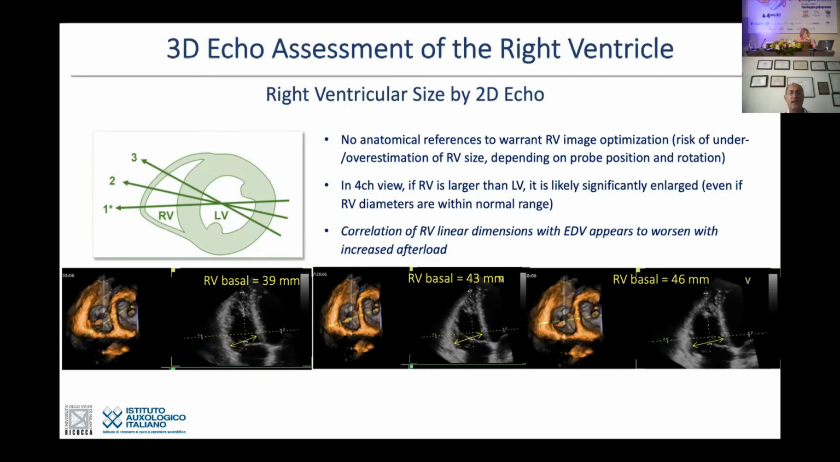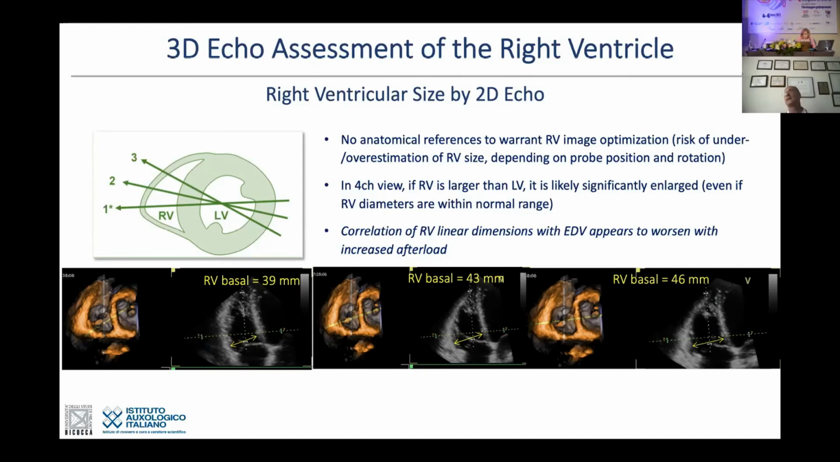Here you see a clear example. These three apical views are taken from the same data set, and the orientation of the views is shown by this yellow line, and you see that just moving the line a few degrees, which corresponds to a small rotation of the probe, the basal diameter changes from 39 to 46 millimeters.